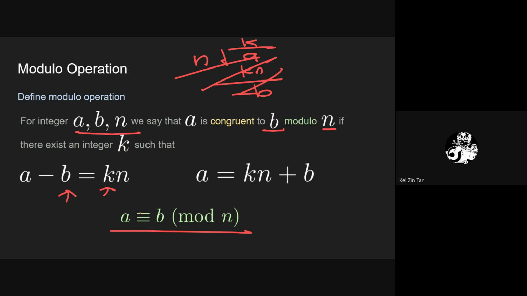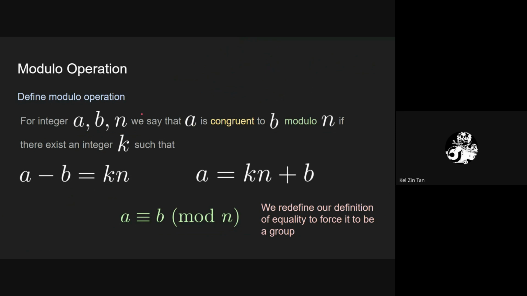So this is another way of saying equality, right? So we redefine our definition of equality to force it to become a group. Under this definition, 12 is equal to 0, because we can say that 12 is congruent to 0 modulo 6. So this makes sense.